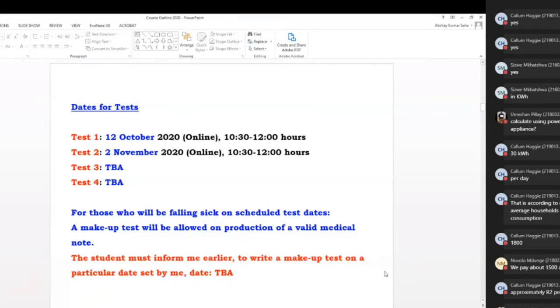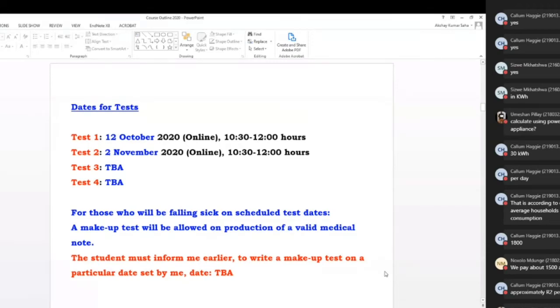Now, we are very good at falling sick on the test date, are we not? We know how to fall sick when there is a test that we have to write. Yes. So if you want to fall sick on that day, it's fine. We have all the rights, freedom, and choices to fall sick on the date of the test.